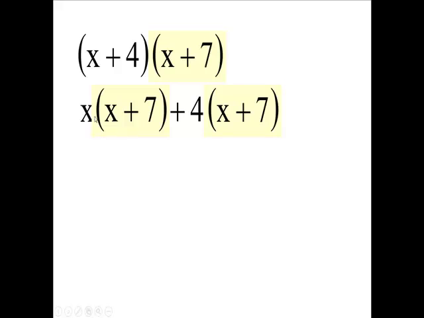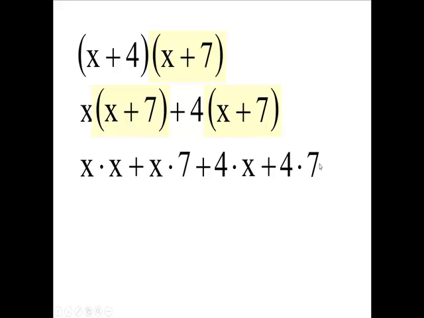Okay, now I have x times x. And then I'm going to have a plus, and I'm going to do x times what? 7. Then put your plus, this plus goes next. I'm going to do 4 times what? And then put your plus. Again, do 4 times what? What's left? 4 times 7.